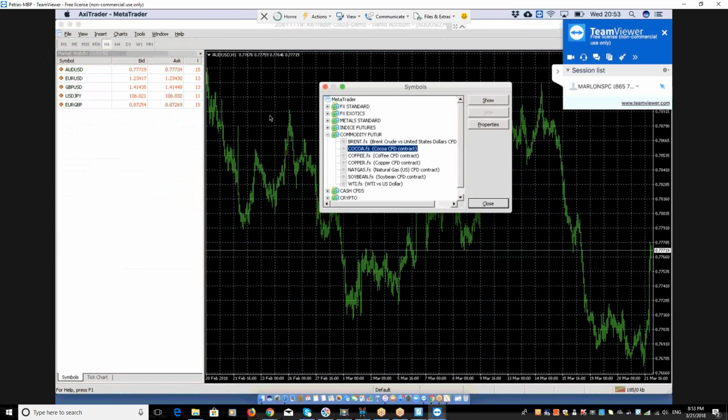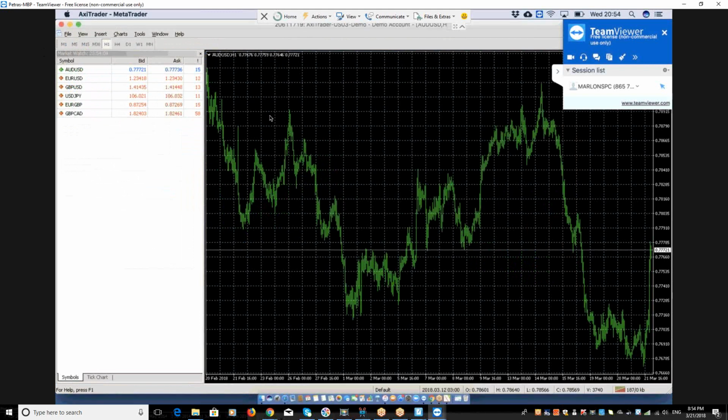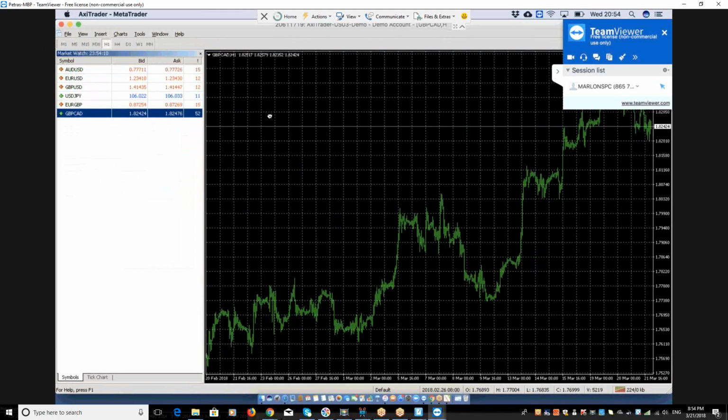So if you go into FX Standard, and then GBP CAD, and then show, and then close. What I want to do, I want to click on GBP CAD and pull it and drop it on this chart. Excellent. So can you see we've got GBP CAD there, yeah?